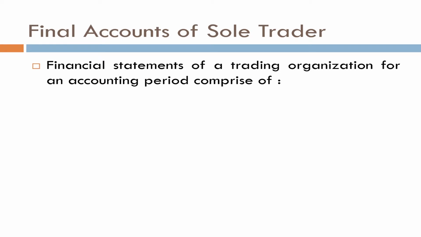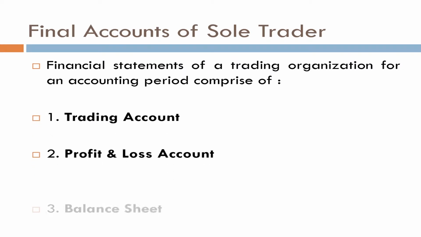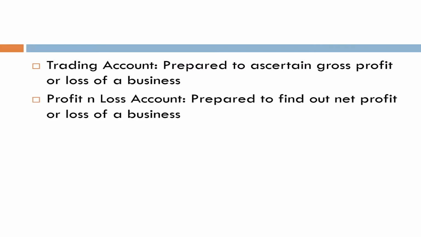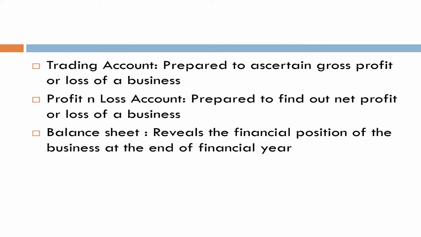Financial statements of a trading organization for an accounting period comprise the trading account, profit and loss account, and balance sheet. Trading account is prepared to ascertain gross profit or gross loss of the business operations during the accounting period. Profit and loss account is prepared to find out net profit or net loss of the business during the accounting period. And lastly, balance sheet reveals the financial position of the business on the last date of the accounting period.